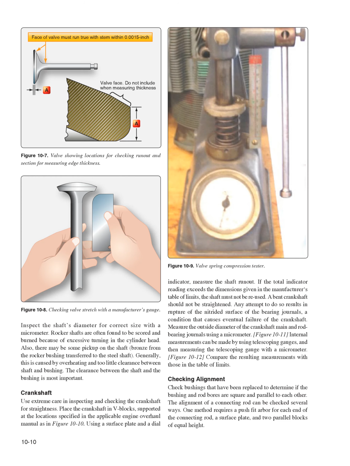Inspect the shaft's diameter for correct size with a micrometer. Rocker shafts are often found to be scored and burned because of excessive turning in the cylinder head. Also, there may be some pickup on the shaft, bronze from the rocker bushing transferred to the steel shaft.